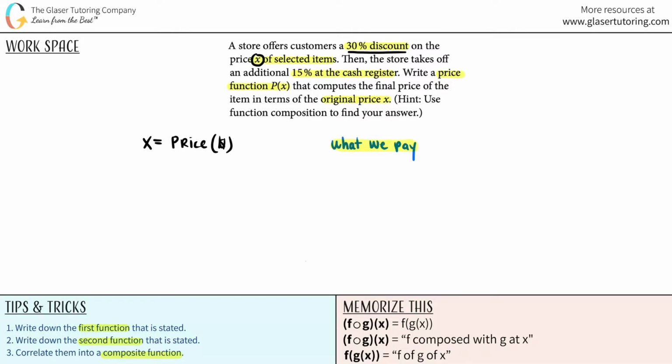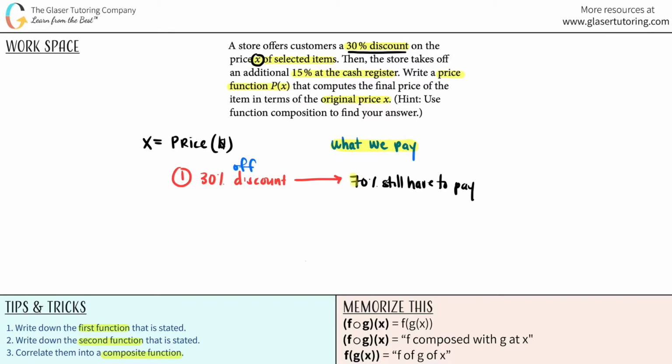So here, a store offers customers a 30% discount. Do we pay or does the customer pay 30%? No, 30% was taken off. So for the first part, I'm just going to write here that there was a 30% discount. But that means that if it's a 30% discount, that's how much was taken off. So how much is still on? Remember, percentages are always out of 100%. So that customer would actually pay 70%. So I'll say 70% still have to pay.